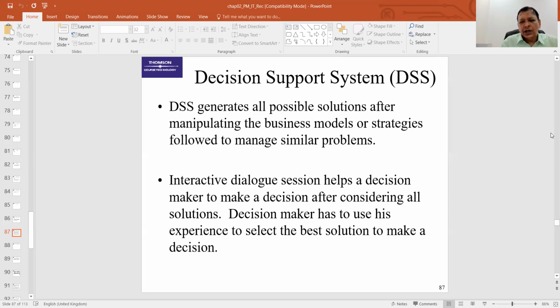So DSS generates all possible solutions after manipulating the business models that were previously entered into the system. An interactive dialogue session helps a decision maker to make a decision after considering all solutions with respect to consequences, pros and cons. So the decision maker has to use his experience to select the best solution, that can be wrong, that can be correct.